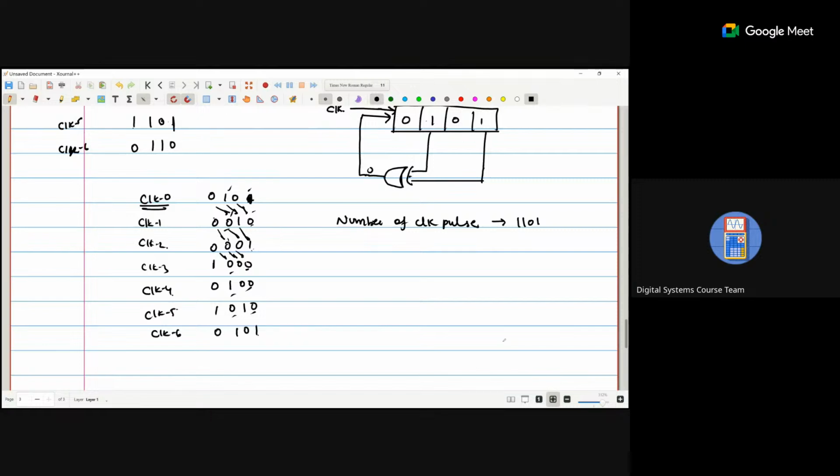I think we are not getting 1101. We are not getting 1101 because after 0 we again repeat to clock 6, the same data is repeated. If we go to the next clock, clock 7, we are getting the same data as this one. The same pattern will repeat, 0010, so we'll never get that pattern 1101 in this situation.